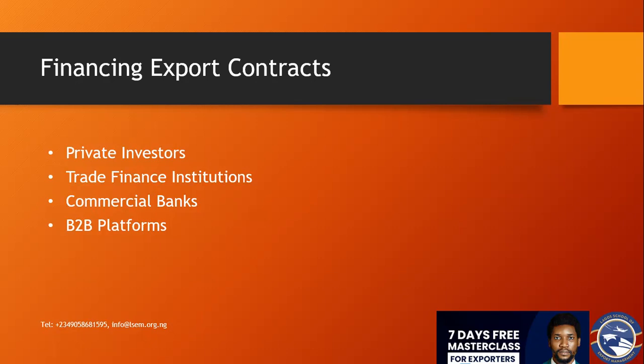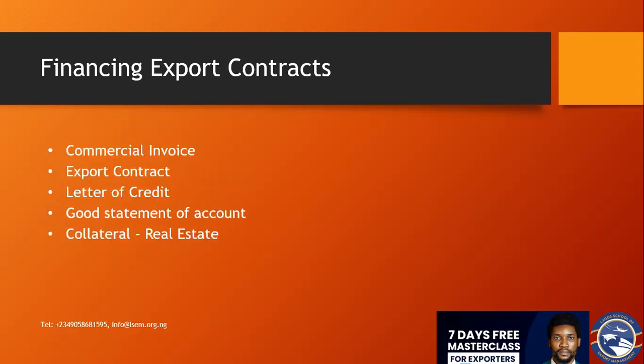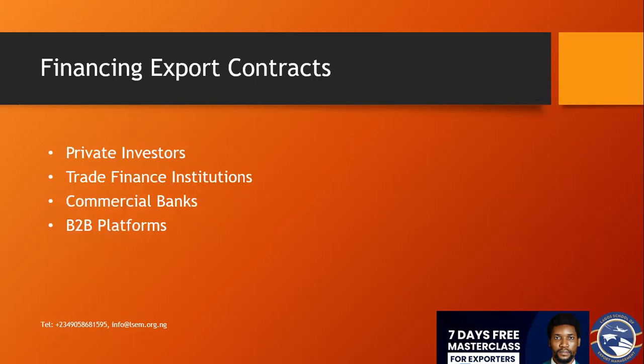Another one you can look at is the trade finance institutions around. You can see different adverts online that say they finance purchase orders, they finance export contracts and all that. So they can help you with your financing. The only things they will require from you are your commercial invoice and your export contract. If you have a letter of credit, it's okay.